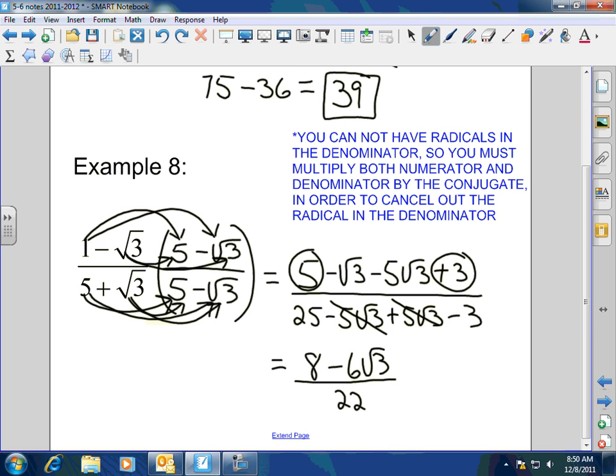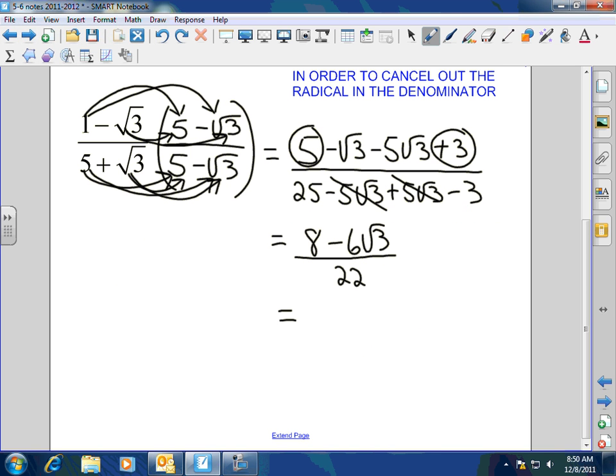And to simplify this one last step, I can take a 2 away from the 8, the 6, and the 22. So let's go ahead and divide 2 from both top and bottom. So I'm going to be left with 4 minus 3 radical 3 over 22.